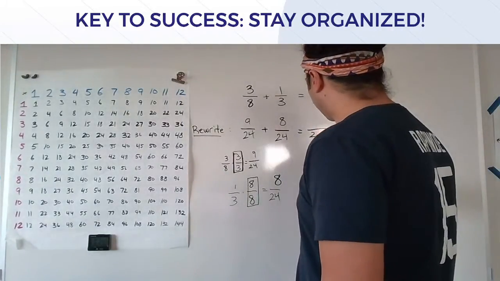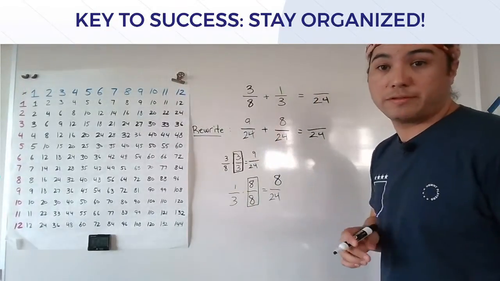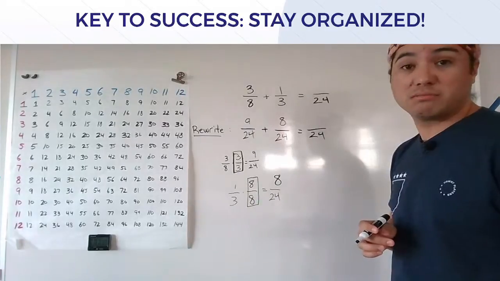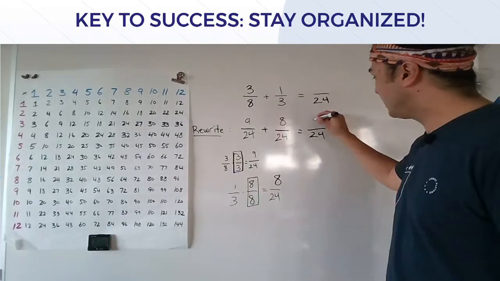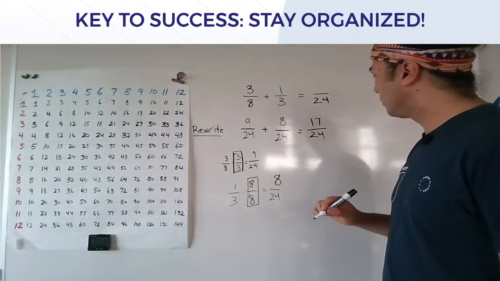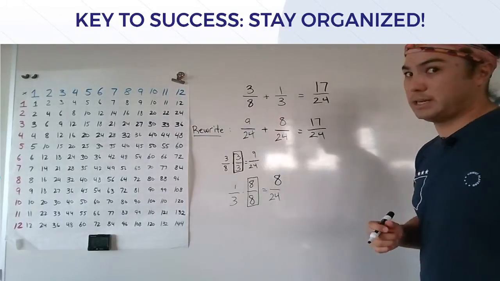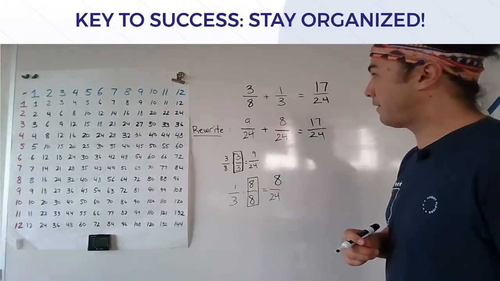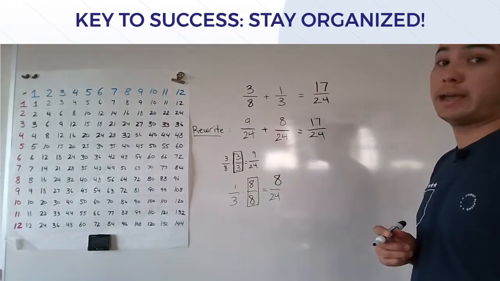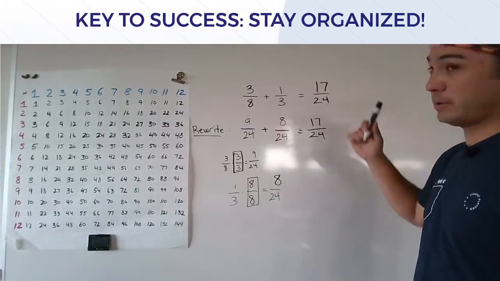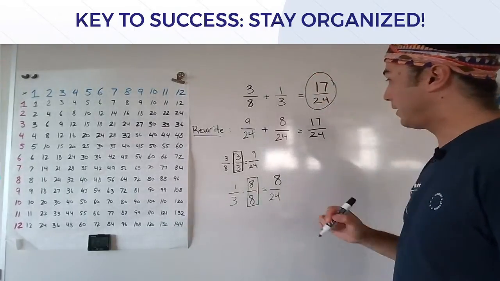So our denominator stays the same. Our numerator is 9 plus 8, or if you wanted to, 10 plus 8 minus 1, right? Go one more and then subtract it. 9 plus 8 is 17, which means our final answer, because 17 and 24 do not have a common factor, because 17 is prime, and 17 doesn't go into 24 equally. 17/24 is our final answer.